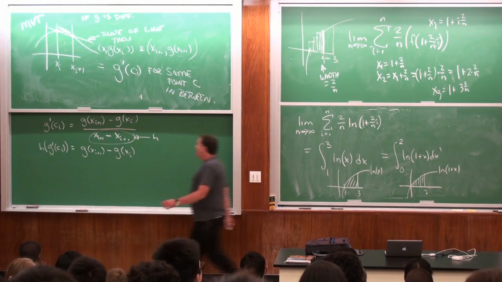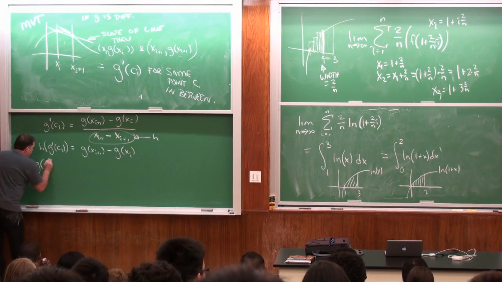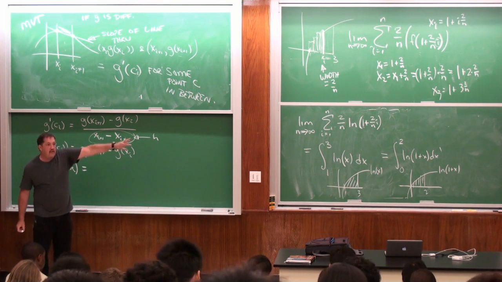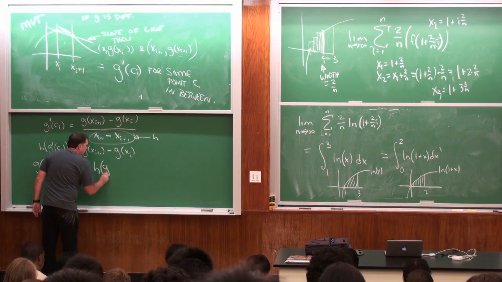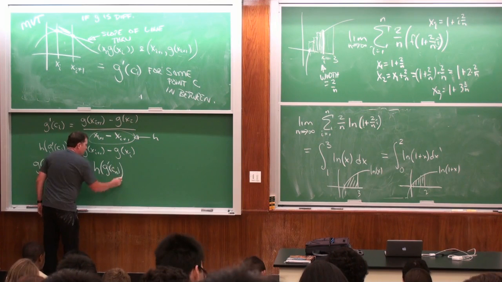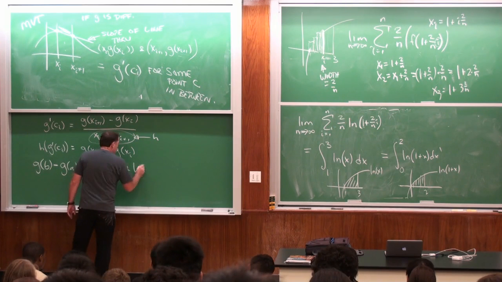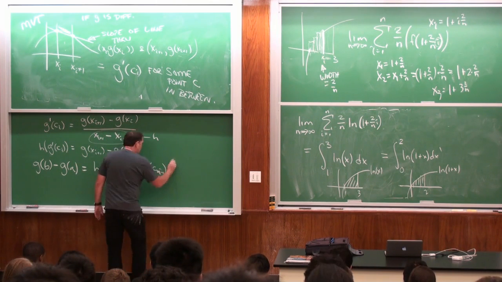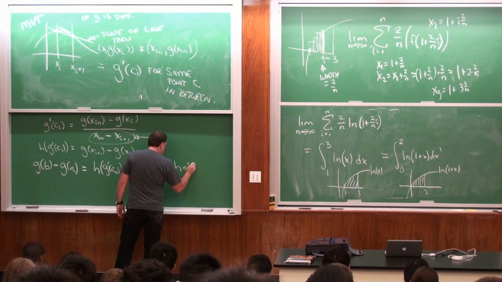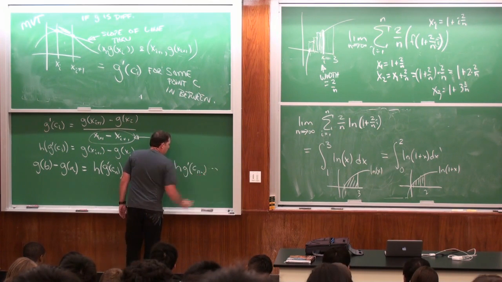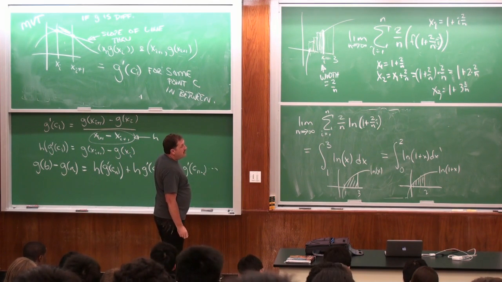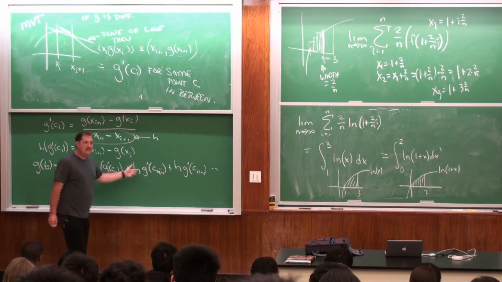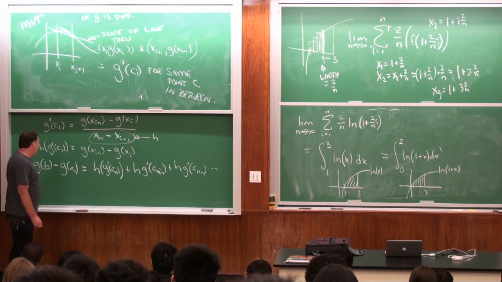Sorry, I keep pointing back and forth. So that means that I've just shown that g of b minus g of a is going to be, well, that first thing over there is h times g prime of c_n. And the second thing is h times g prime of c_(n-1). And the next one, h times g prime of c of the next one. And so on. So I have a sum of derivatives like this. Well, okay.